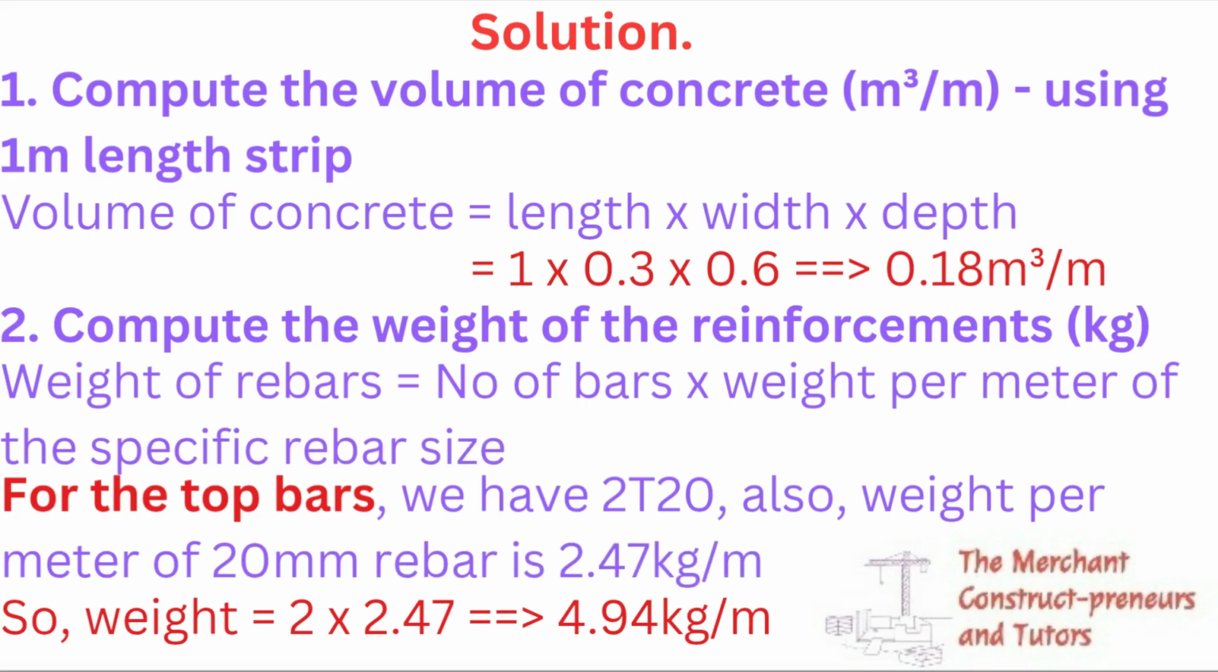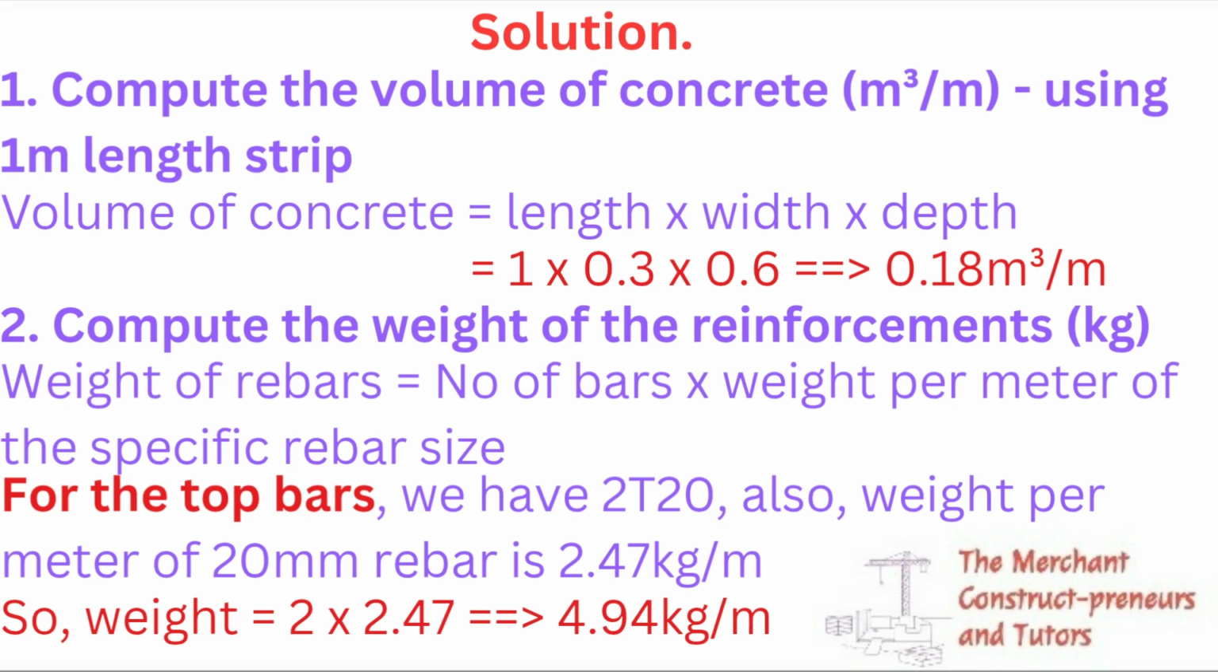It is meter cube per meter length, because you are using a strip. So the volume will now be length times width times depth, and then we have this as 0.18 meter cube per meter, right? Always remember it is per meter because we are taking a strip.